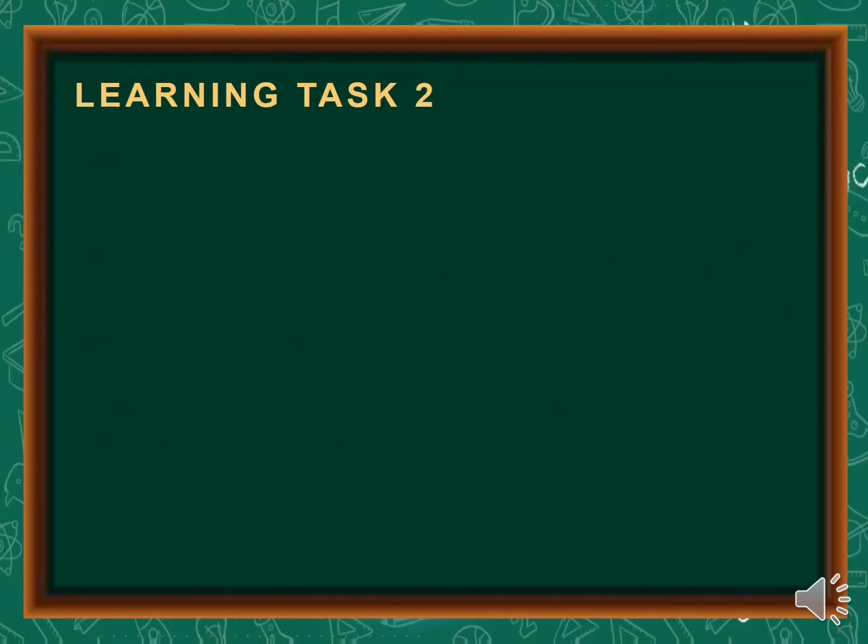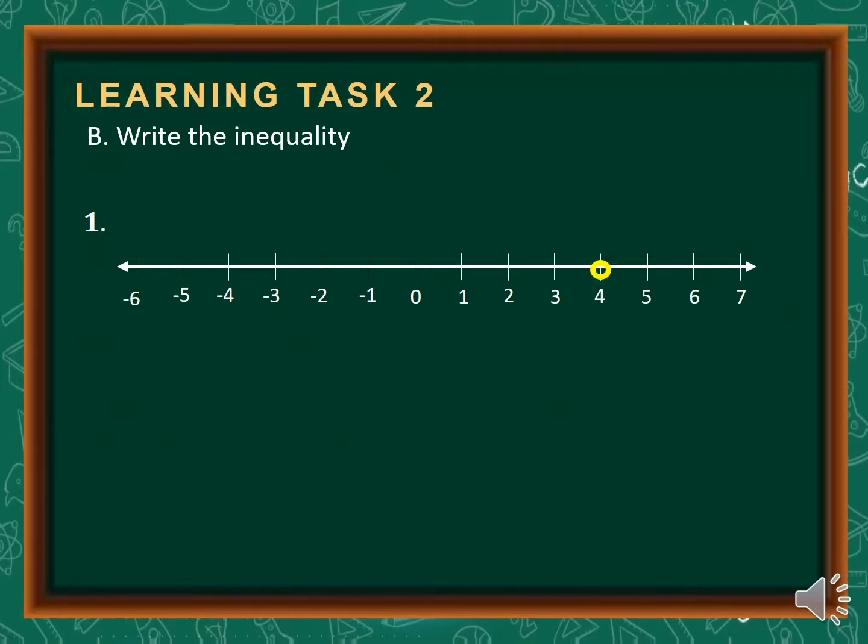For your learning task number 2 on letter B, your task is to write the inequality. So, kabaliktaran naman ito ng ginawa natin from our learning task number 2, letter A. Kung sa letter A, we graph it, this time, ang given naman dito ay graph. Your task is to write naman the inequality. So, this is how. Let me show you the graph number 1, ang given natin ay ito. Wherein, ang critical point natin ay 4, at ang may shaded part natin ay yung right side.